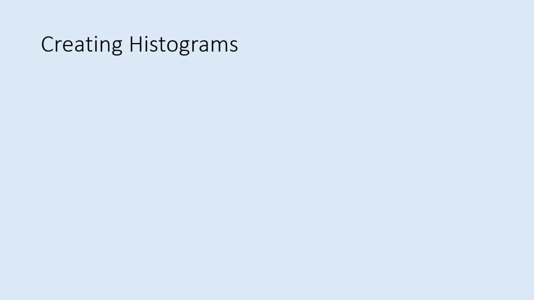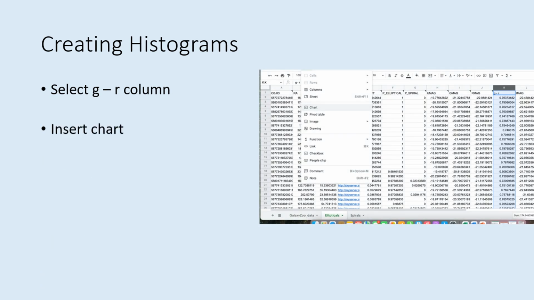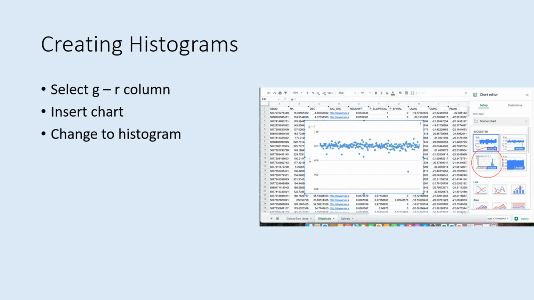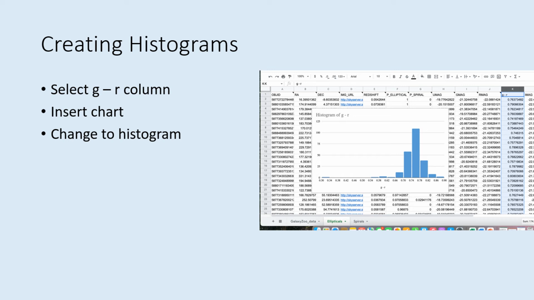Now you should create histograms of the 3 spreadsheet pages you've created. I'll show you what this looks like for ellipticals. First, select the G-R column in the table. Once you have that, use the Insert command to insert a chart. This may default to a scatter plot, but you can use the drop-down menu in the chart controls to select a histogram instead. This should give you a chart that looks like this, showing the number of galaxies in each color range. Once you've got the ellipticals histogram done, go ahead and make histograms for the spirals and the full table.